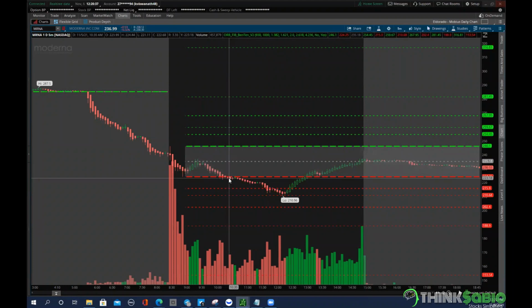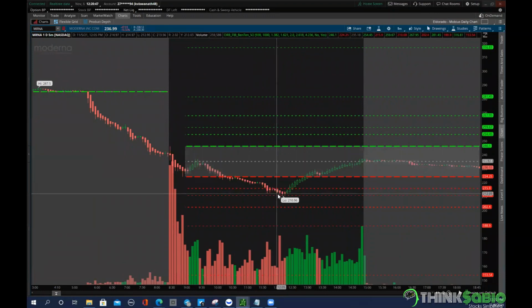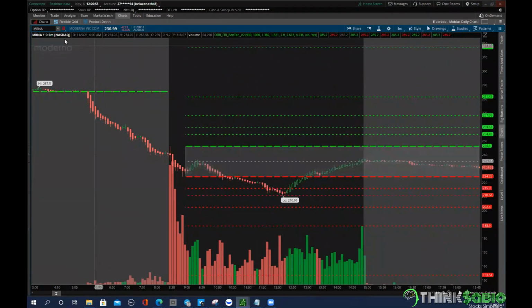But in this case, Moderna, I did not. So you would have shorted it all the way from 223, if you are exactly closing at this point, that's around a $13 move from here to here. So that's ORB in a nutshell.